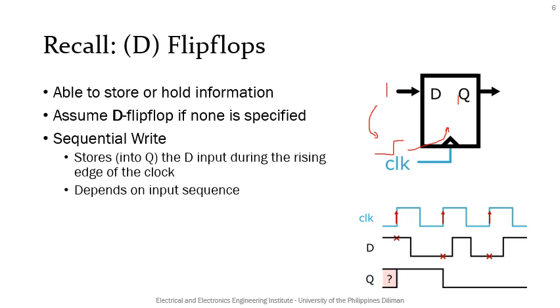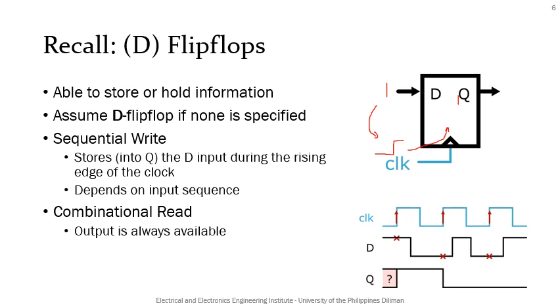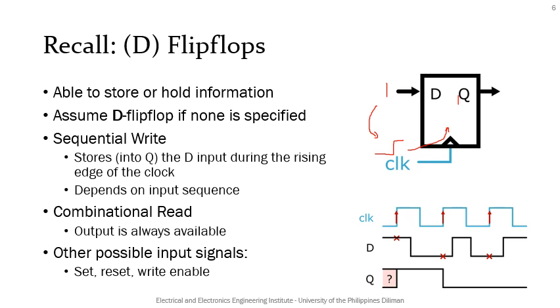Now, while we say that flip-flops operate with a sequential write, its contents, on the other hand, are read in a combinational manner. Like AND or NOT gates, the output of a flip-flop is always available and readable regardless of the clock signal level. Additionally, a flip-flop can also have a set, reset, and enable input. Set and reset signals are combinational input signals that force the contents of the flip-flop regardless of the clock. A write-enable signal, on the other hand, can prevent or allow the writing into the flip-flop on the rising edge.